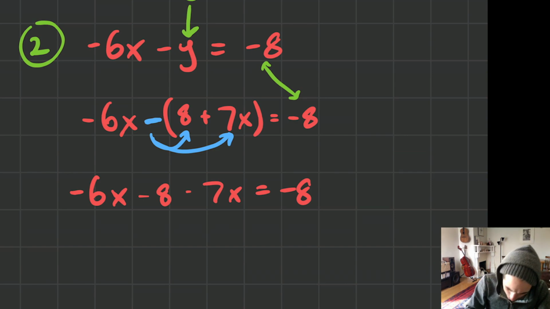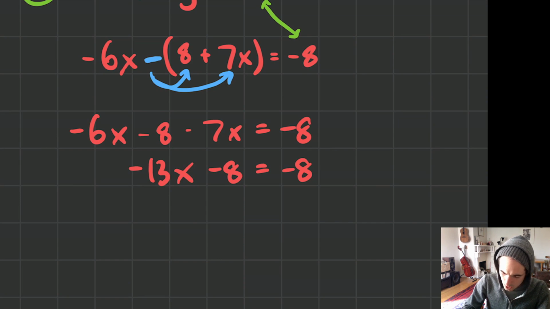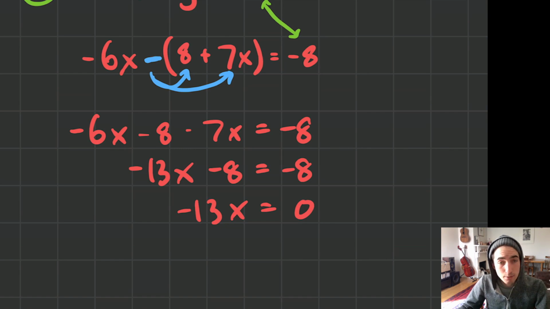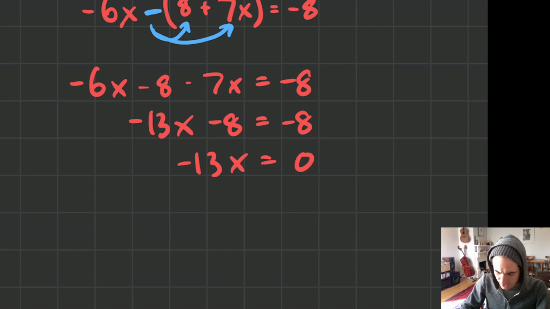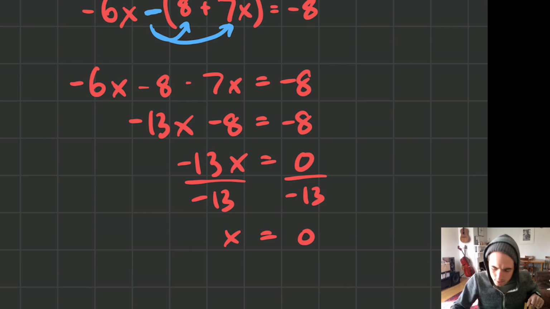I've got negative 6x minus 7x. That's negative 13x minus 8 equals negative 8. Getting somewhere. I'm going to add 8 to both sides, so negative 13x is equal to 0. If negative 13 times x is equal to 0, that must mean x is equal to 0. We could also divide both sides by negative 13. 0 divided by negative 13 is 0. So x is equal to 0.